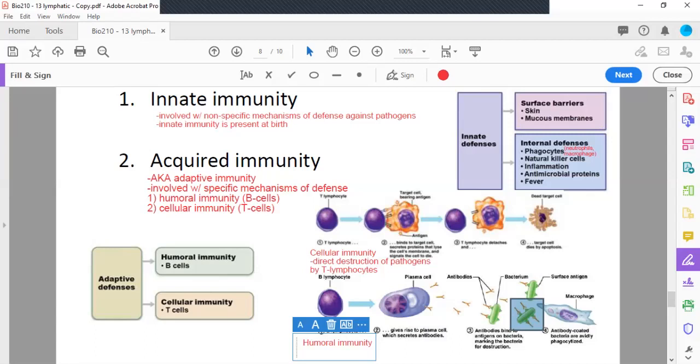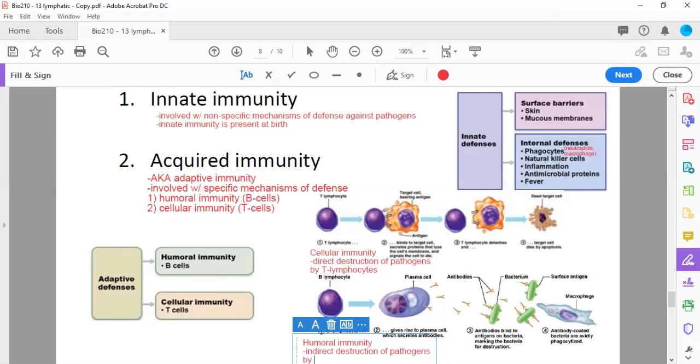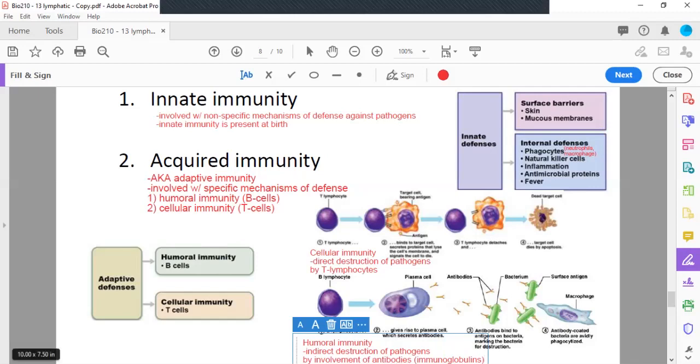But before I do anything on this, I just want you to know that humoral immunity has indirect destruction of pathogens by the involvement of antibodies, or what's known as immunoglobulins. Let me just briefly talk about how the B lymphocytes are involved with the antibodies.